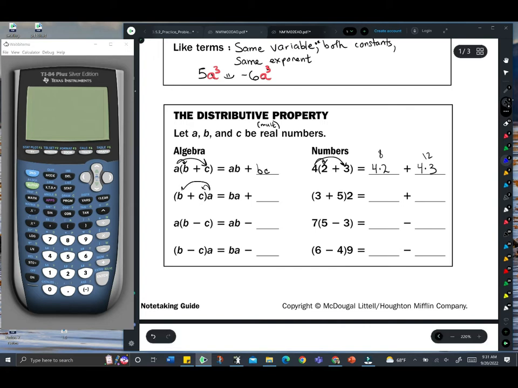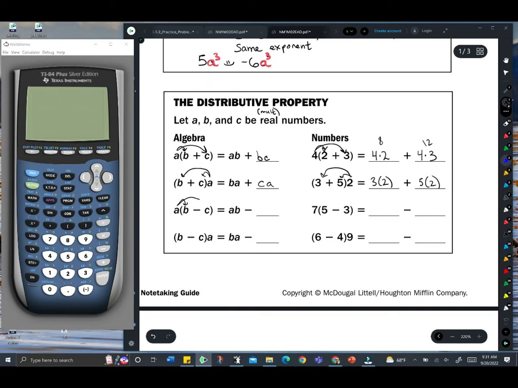You can also do it backwards. You can do a times the quantity backwards: b times a and c times a. For example, going backwards, 2 times 3 or 3 times 2 and 5 times 2. So backwards. It works the same with subtraction: ab minus ac, and backwards as well. So that is a general idea.